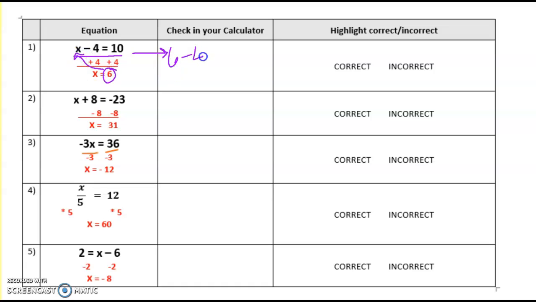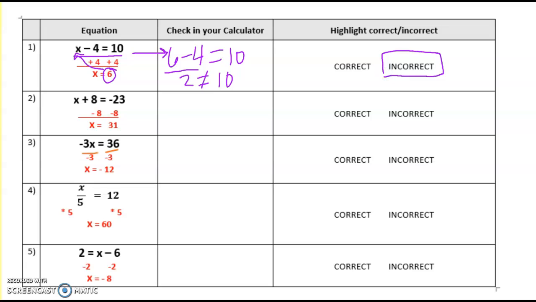So 6 minus 4, instead of it being a mystery number minus 4 equals 10, we now are saying, hey, I think it's 6. 6 minus 4 equals 10. When I do this part in my calculator, 6 minus 4 is 2. 2 does not equal 10, so therefore it would be incorrect.